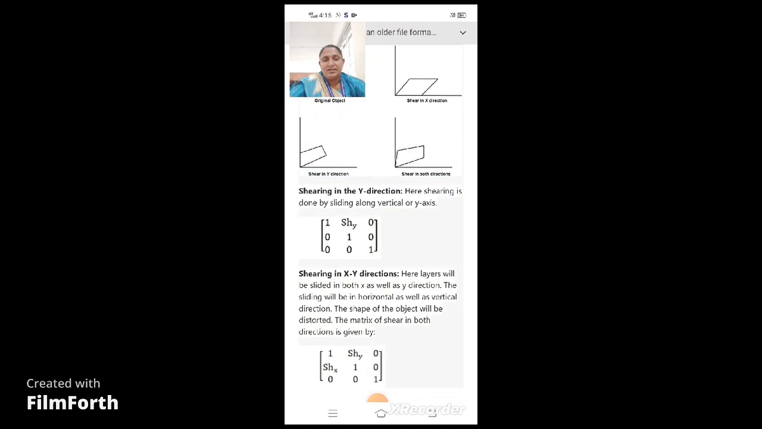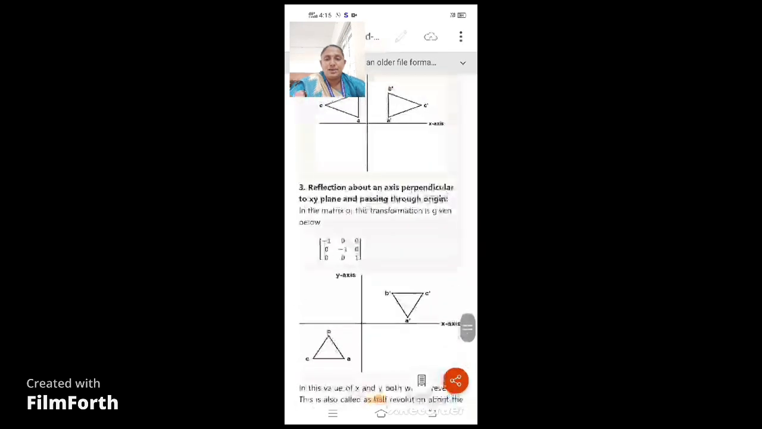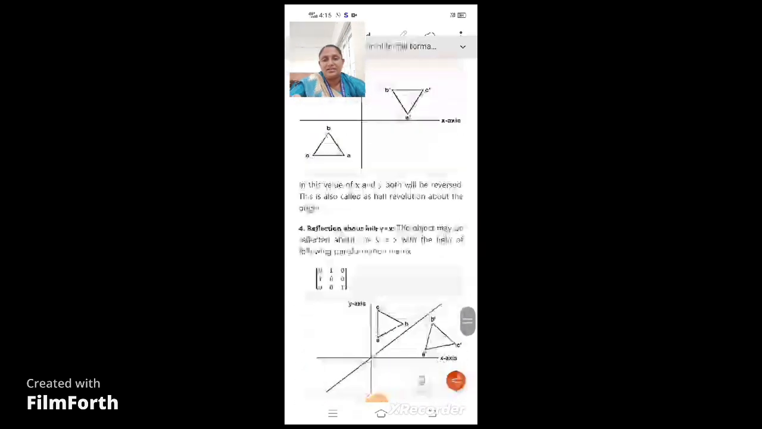That's all. Today we saw what transformations are, what the types of transformations are, and how they occur. That's all. Thank you.